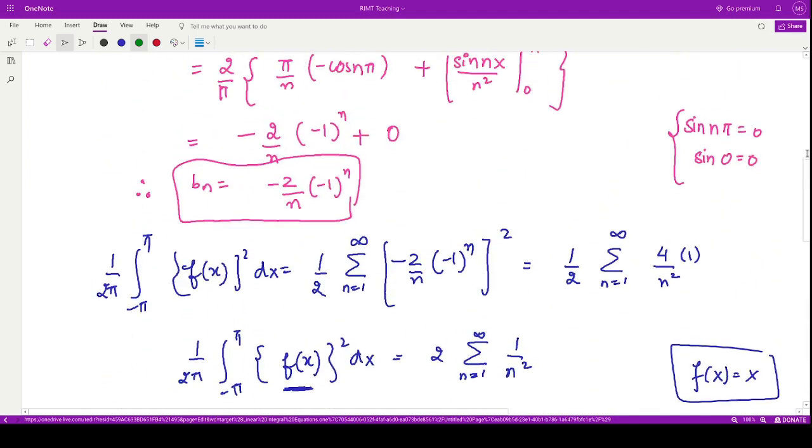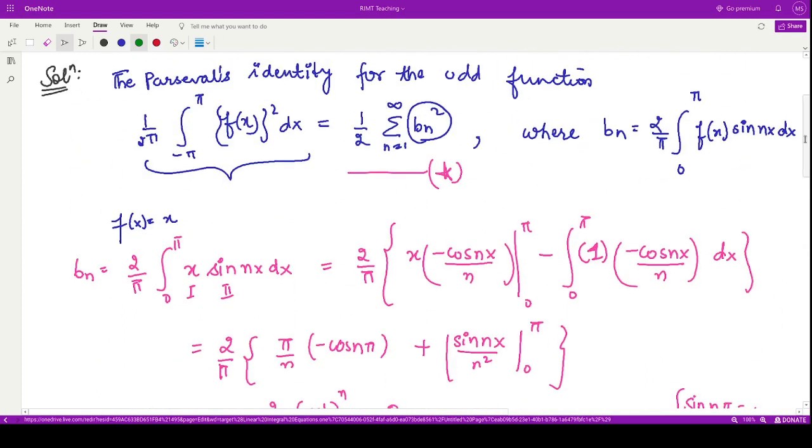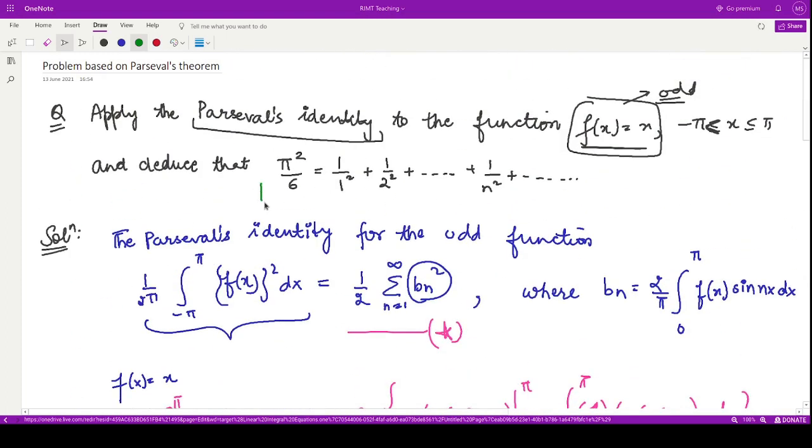So let me show you this thing once more. So in the given question, you wanted to prove this thing, right? So I hope you understood this concept of Parseval's theorem and how to apply it.